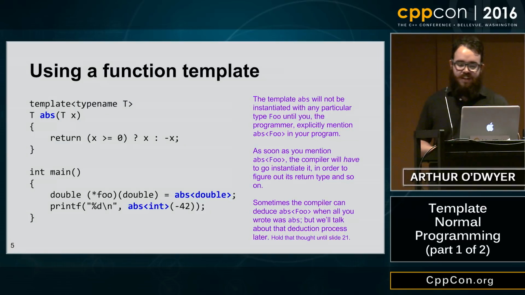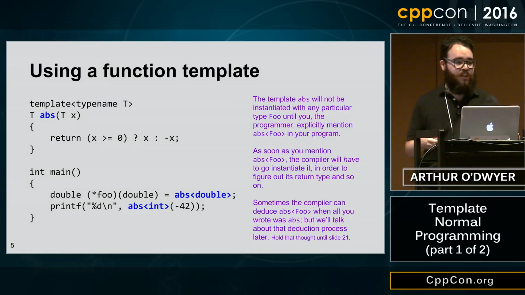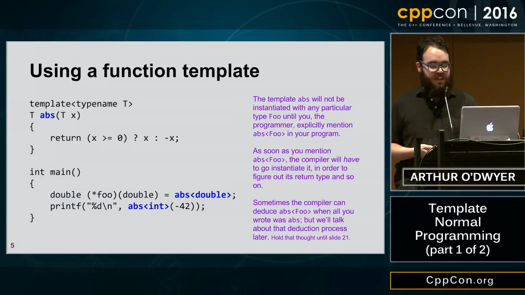Makes sense, right? It will not be instantiated with any particular type foo until you, the programmer, explicitly mention that you would like it instantiated for absolute value of foo. As soon as you mention that, the compiler has to go instantiate it in order to figure out what is its return type, what are its argument types, and so on.